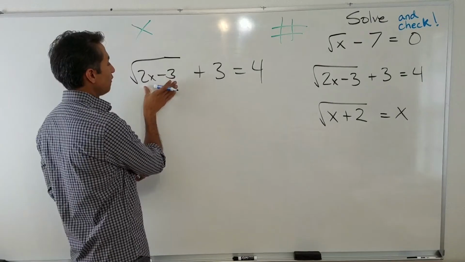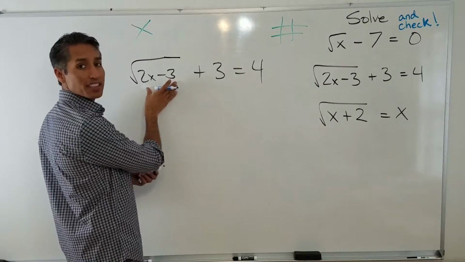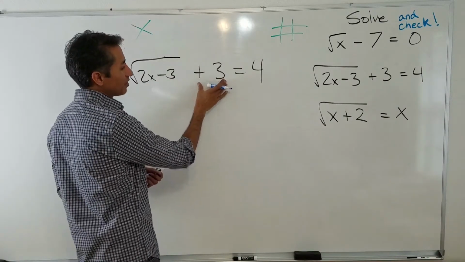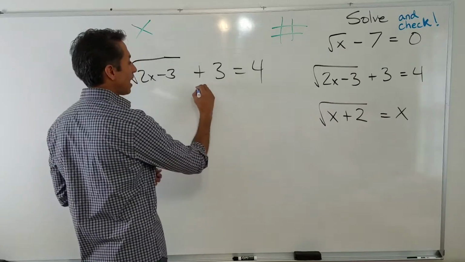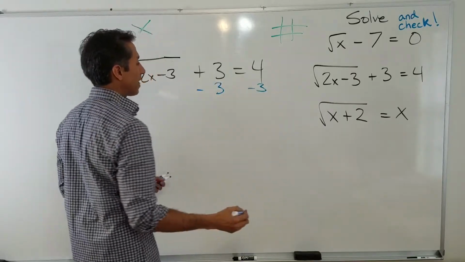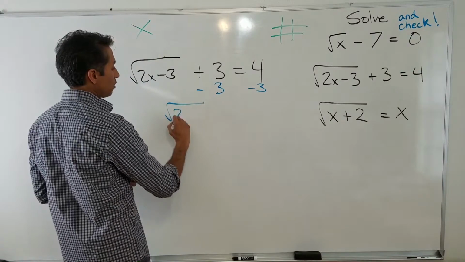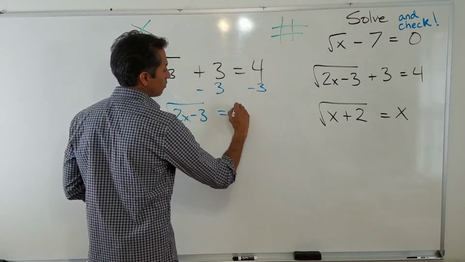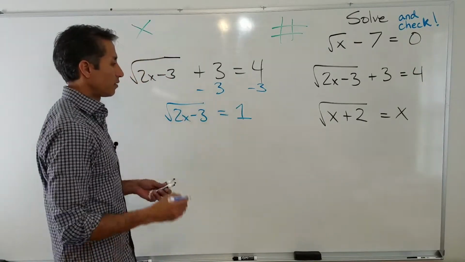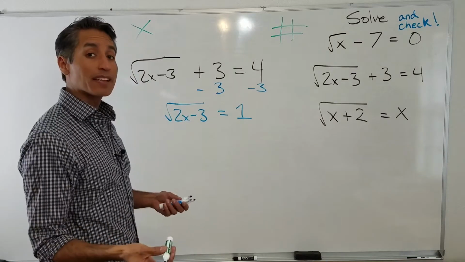Let's isolate the variable part, okay? It's okay that this is all together, but we have this guy that's just kind of an outlier. So let's subtract 3 and get rid of that guy. And we have square root of 2x minus 3 equals 1. Okay. Same thing as the last problem.